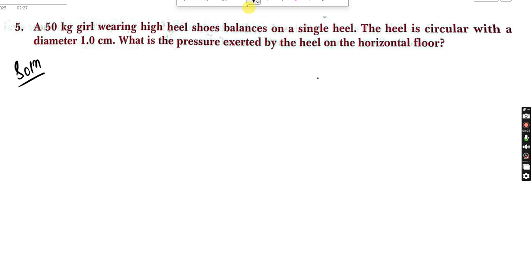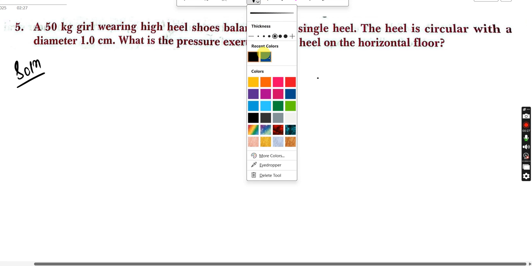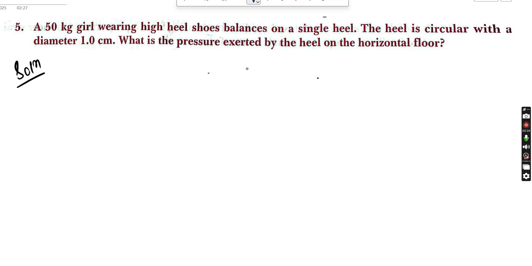The first question: you can observe what is given. A 50 kg girl, that is, the mass of the girl is given, wearing high heel shoes, balances on a single heel. So she is trying to balance her weight on a single heel. The heel is circular, and the diameter of the heel is given as 1 centimeter.